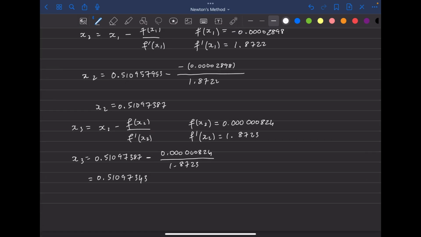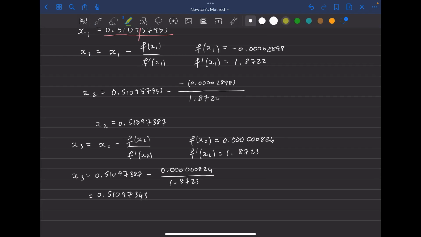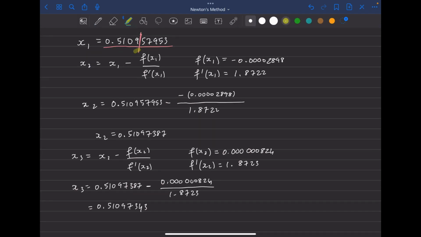Let's compare answers again. So I'm going to actually highlight all the answers that we found so far. We found that x1 is this. We found x2 is this. And we found x3 is this. If you actually notice what's happening so far, not many numbers are changing. Let's actually analyze this. We got 5109 in all of them, and then we got 5, and we got 7 7, and we got 3 3 repeated here, and then since then all these numbers have been changing, the 4 3 and the 8 7.